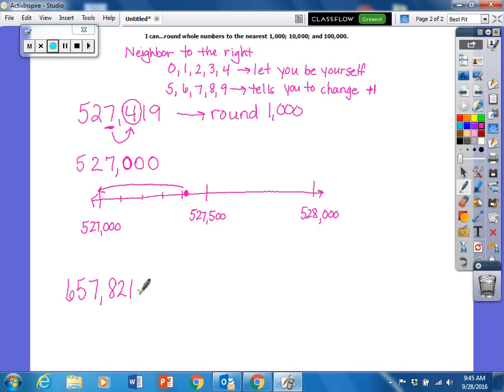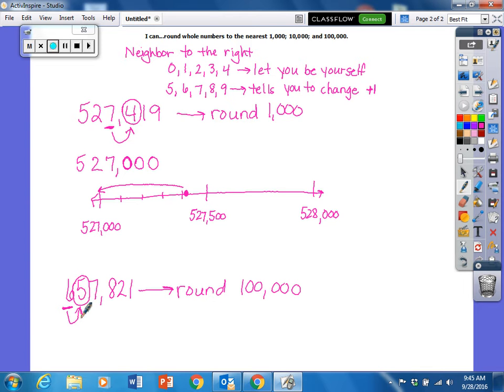657,821. And let's round this number to the nearest 100,000. So again, we're going to underline our 100,000s place, and we're going to look to our next door neighbor and we're going to circle that person. So our next door neighbor is a 5. So which place does our 5 go? Is it in the first list of numbers that lets you be yourself, or is it the second list of numbers which tells you to change and go up by 1? That's right, it is in the second list of numbers.